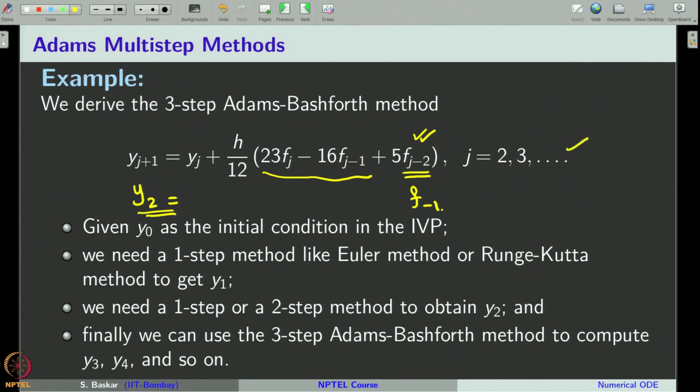So, what we have to do is use some other one step method like Euler method or Runge-Kutta method to get y1, and when you go to y2, you may use a one step method or two step method to get y2, and then from y3 onwards you can use the 3-step Adams-Bashforth method. So, that is the idea of implementing the 3-step Adams-Bashforth method.